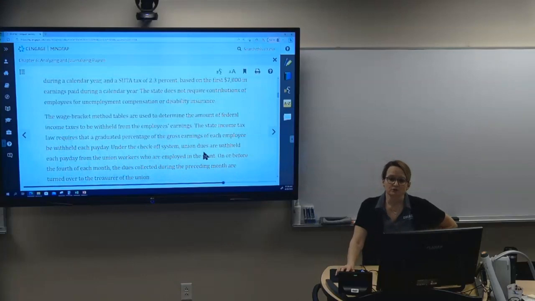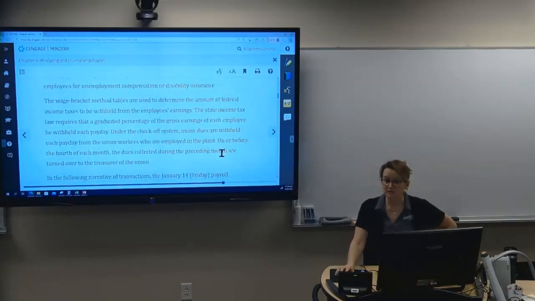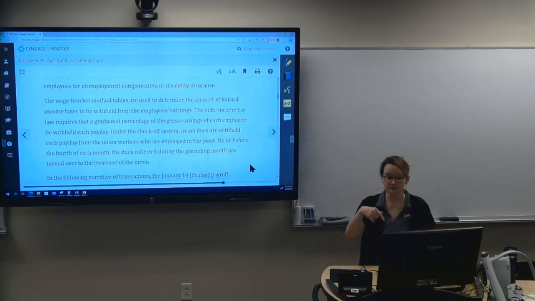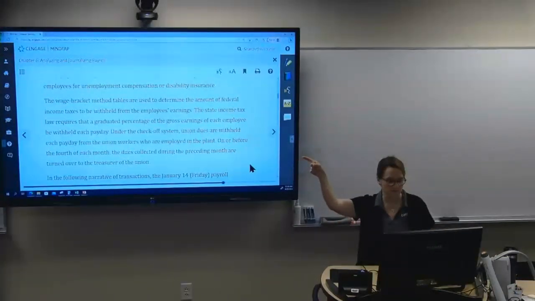So wage bracket methods are used to determine the amount of federal income taxes to be withheld. State income tax law requires a graduated percentage of the gross earnings. We're not going to calculate that here. This is just for purposes of figuring out what these journal entries would be. Union dues are withheld each payday from the union workers who are employed in the plant. On or before the 4th of each month, the dues collected during the preceding month are then paid to the union. So this is April, all the dues are being collected during April. By May 4th, it's paid to the union.